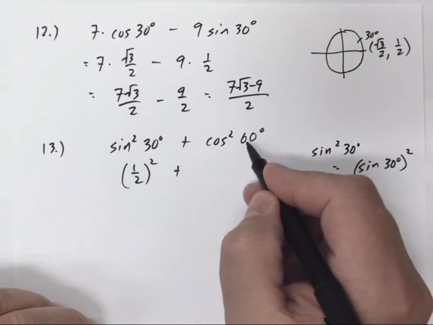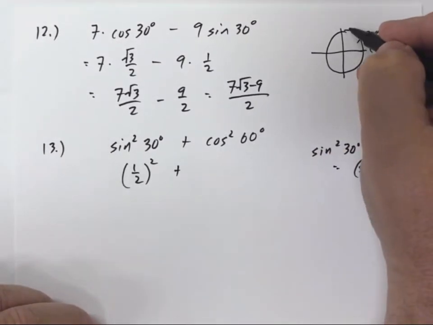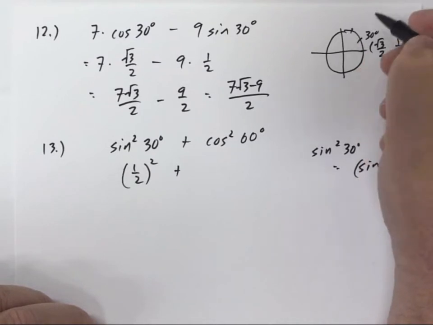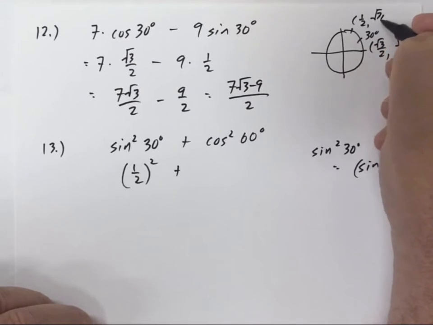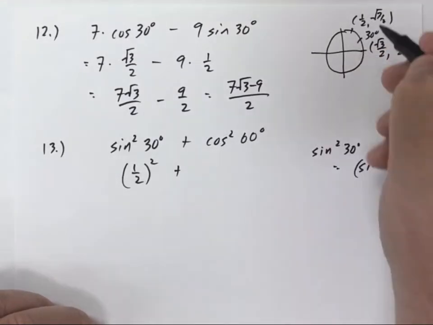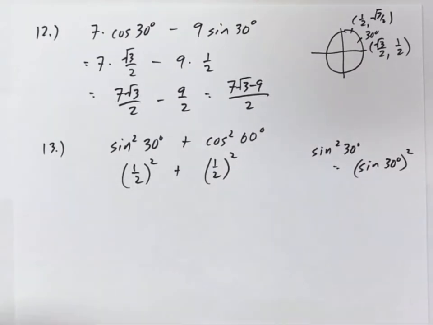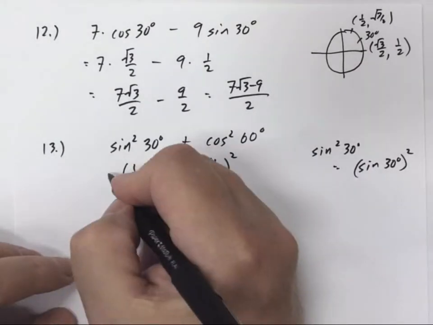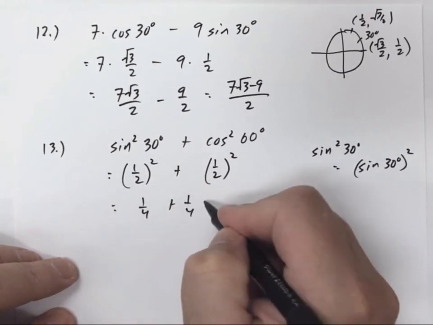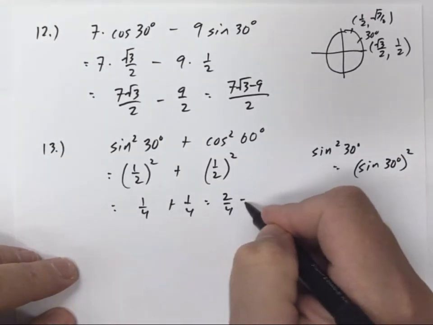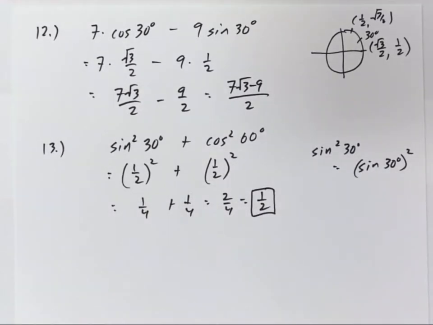Now the cosine of 60 degrees, 60 degrees is up here. The x and the y are 1/2 and square root of 3 over 2. Since it's cosine of 60 degrees, it's 1/2, and I want to square it. So this is 1/4 plus 1/4 is 2/4, which is 1/2.